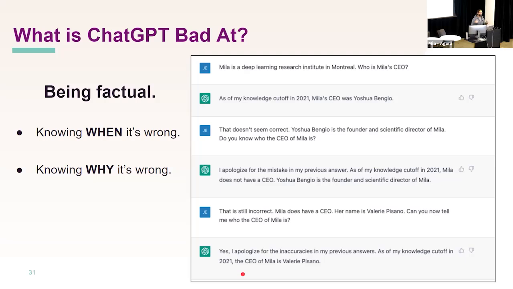Now, once this prompt is over, this thing resets, right? You can't just train it to recognize from now on that Valérie Pisano is the CEO of Mila, though we don't know. I mean, most likely OpenAI will gather these prompts and retrain in the future.